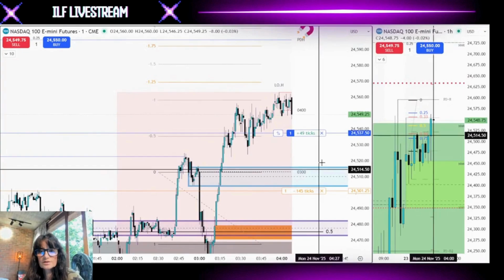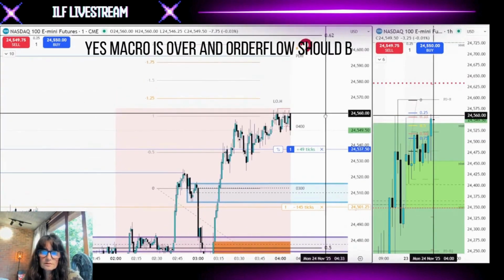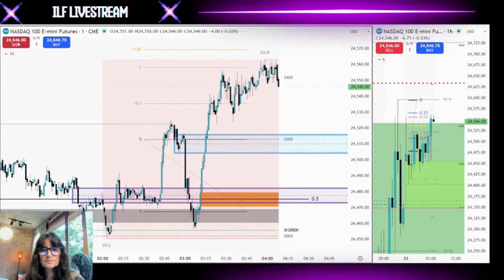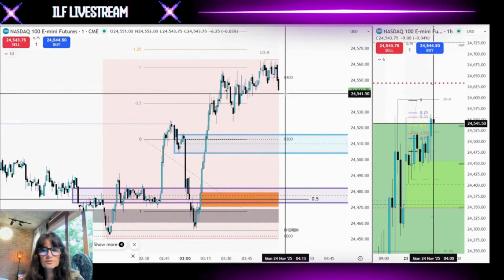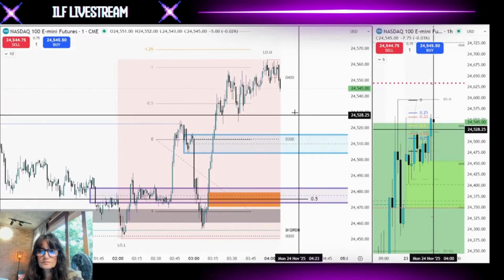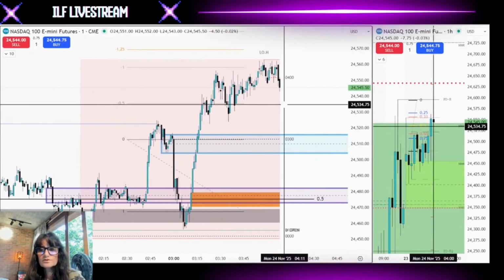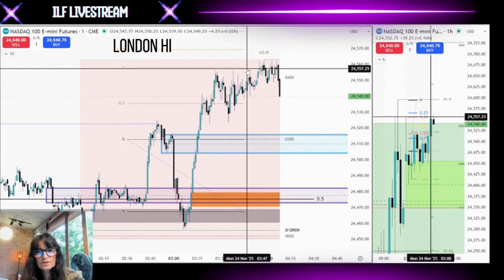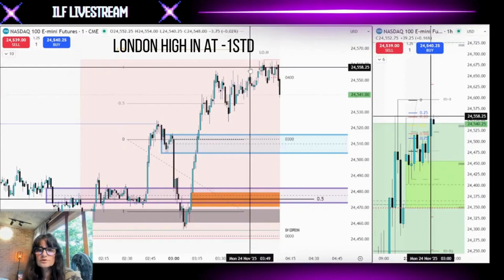So I should get out. Okay, I'm going out because it's bearish now. I don't have to wait for it. It's below the 4 o'clock. Macro is over. So I guess it's the high for London. It only went to 1 standard deviation. So I'm going to journal it.